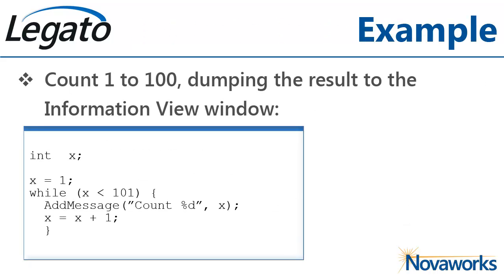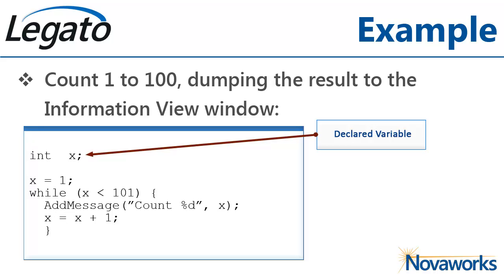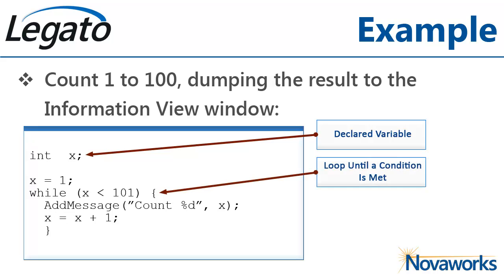Here's an example of counting from 1 to 100 and then dumping the results into the information view. So we'll begin with basically a declaration of integer x, and we'll set x to 1 because we're going to start at 1. By default, it would be 0. And then we're going to set a loop up while x is less than 101. We'll add a message called count with a %d that formats it as a decimal or integer number with x as the parameter. We'll then add 1 to x and continue until x gets to 101.